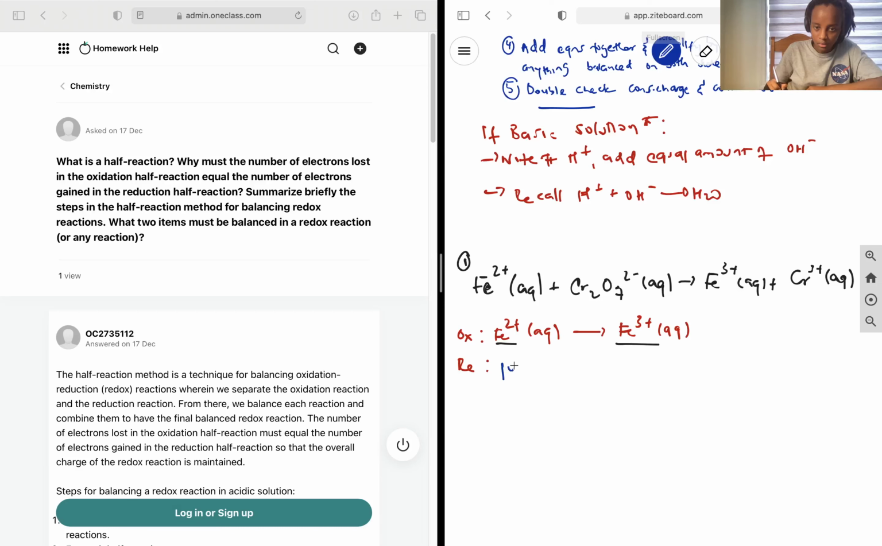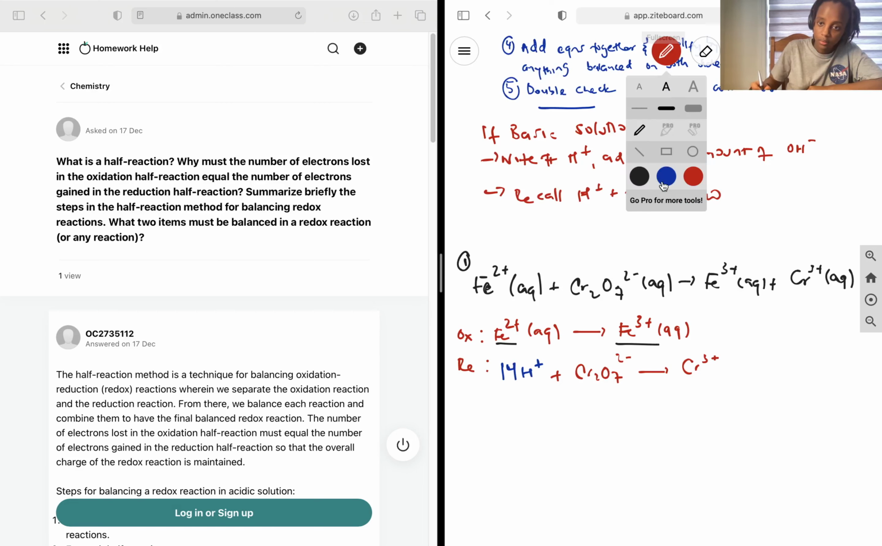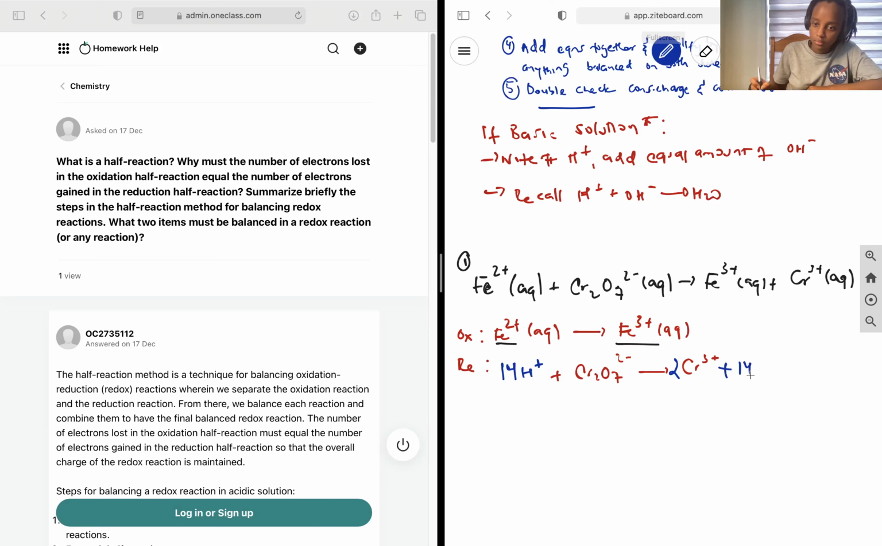So let's start with the 14 H+ that we knew about, plus Cr2O7 2- to get Cr3+, and we know that we have multiplied this by 2, plus 14 H2O. So hydrogen is balanced, oxygen is balanced, and the mass species are balanced.